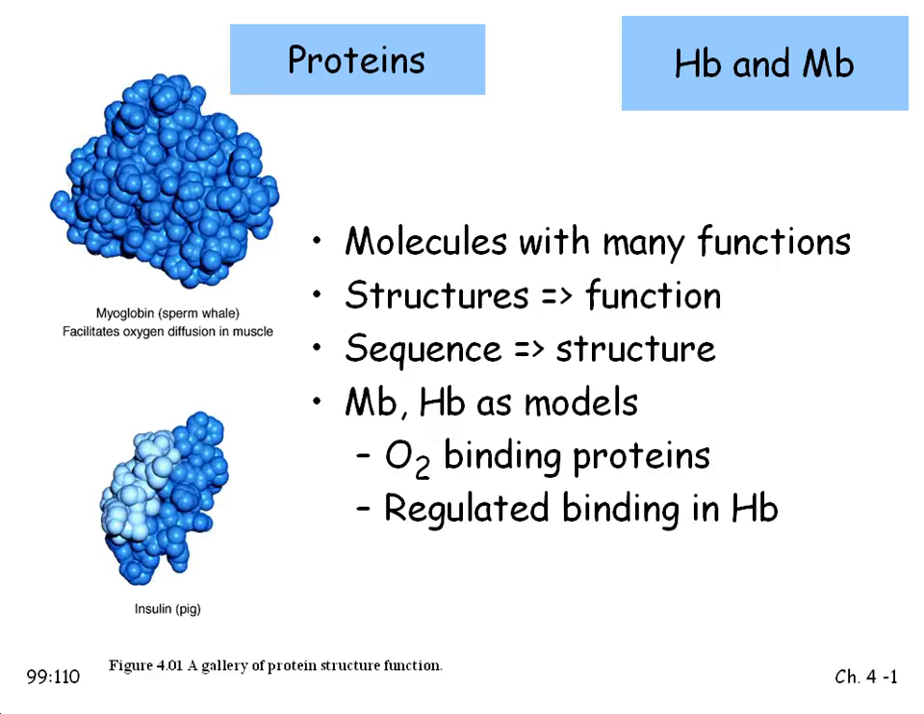We'll also be looking a little bit at how the sequence of the proteins leads to structures and therefore their functions. And in order to think about all of these things, we're going to use myoglobin and hemoglobin as models. They're not the only proteins we'll look at, but we're going to have our first introduction to proteins through myoglobin and hemoglobin. They're both oxygen-binding proteins, and their structure will reflect that function of oxygen binding. And hemoglobin is capable of binding oxygen in a regulated way, and so it will be an introduction to how regulation can happen at the level of protein structure and protein folding.